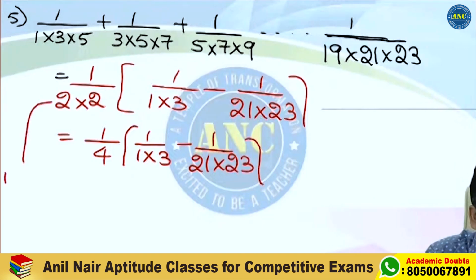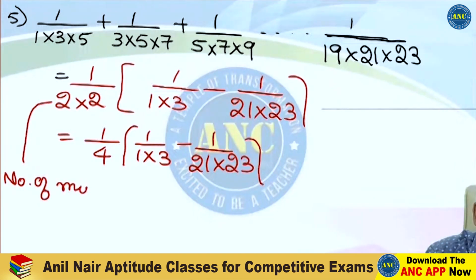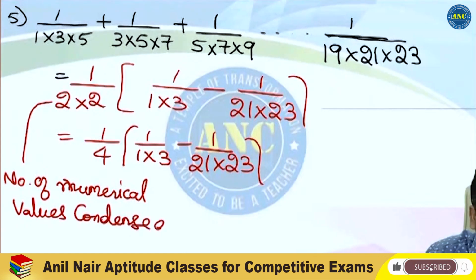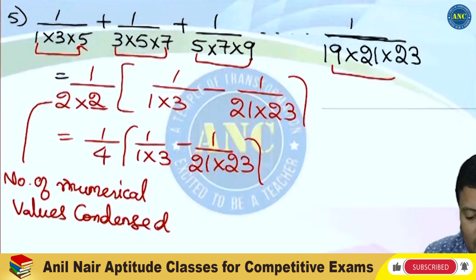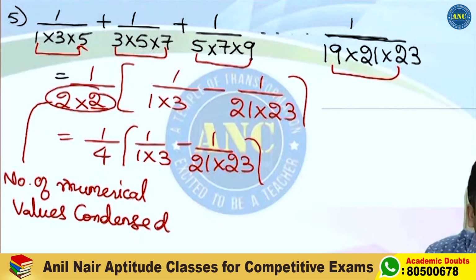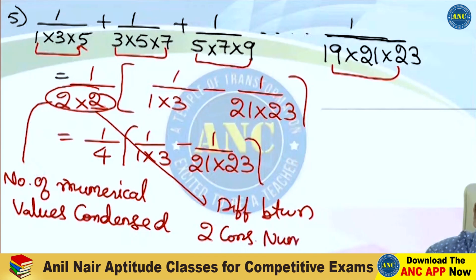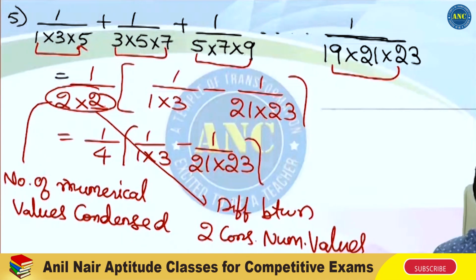This is nothing but the number of numerical values condensed. Either you can take the difference between the first and the last, right? Either this 4 can be replaced by the difference between the first and last, or it is nothing but the number of numerical values condensed into the difference between 2 consecutive numerical values. I hope it is clear.